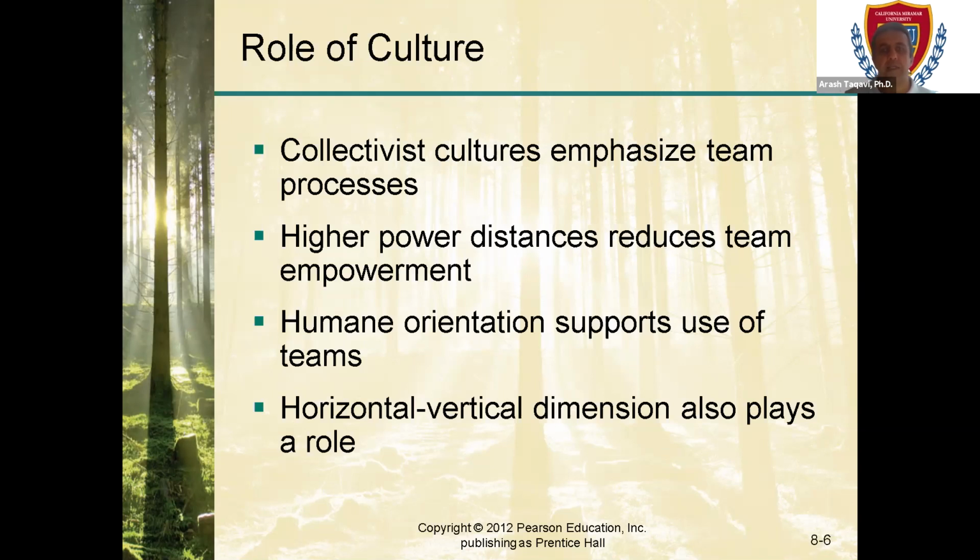Collectivistic cultures emphasize team processes. The process is more important than the outcome. Why? We have different figures of leaders in the world. For example, one figure is the dominant leader. Another is the influencing leader. Another is the supporting leader. Another is the coordinating leader, with different focal points and different final expected outcomes.